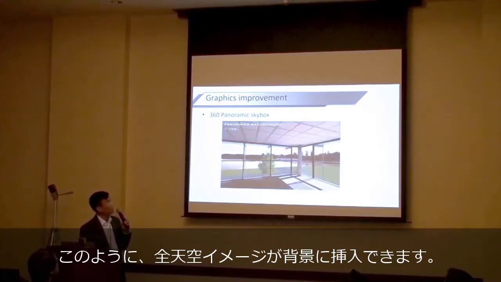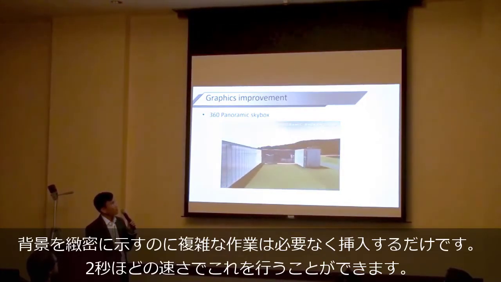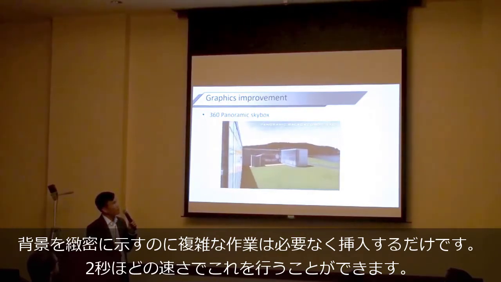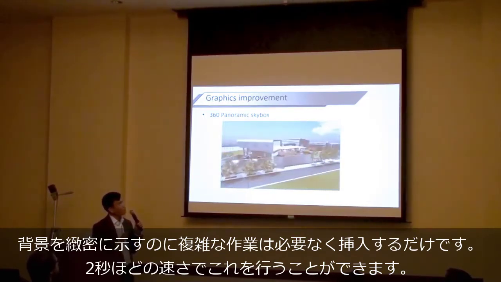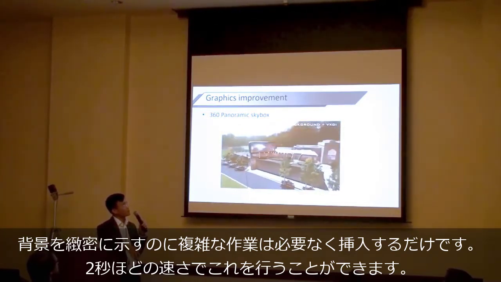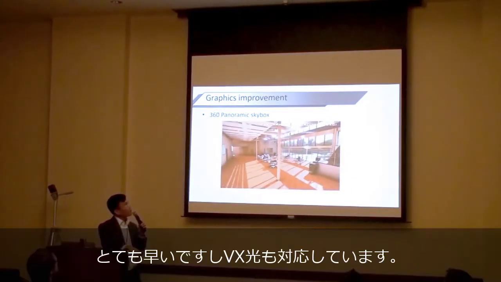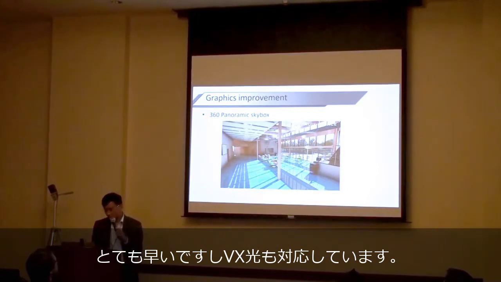So you guys see the 360 being imposed on the background, and it just adds that extra touch. For people that don't want to do a lot of work to get everything mapped out, you can just quickly do that. It takes about 2 seconds. Really quick. And this also had our new VX lighting there as well.